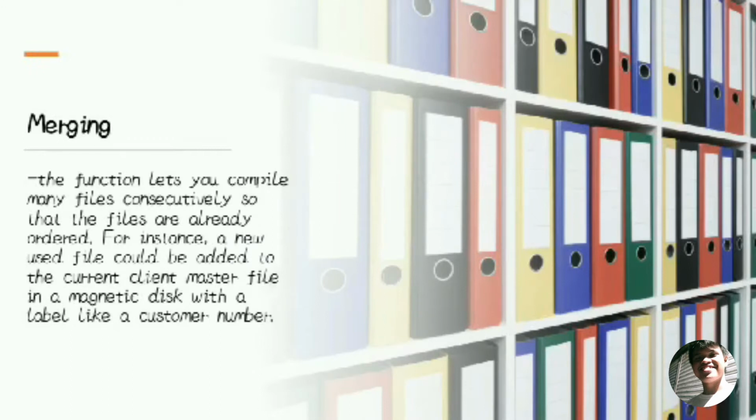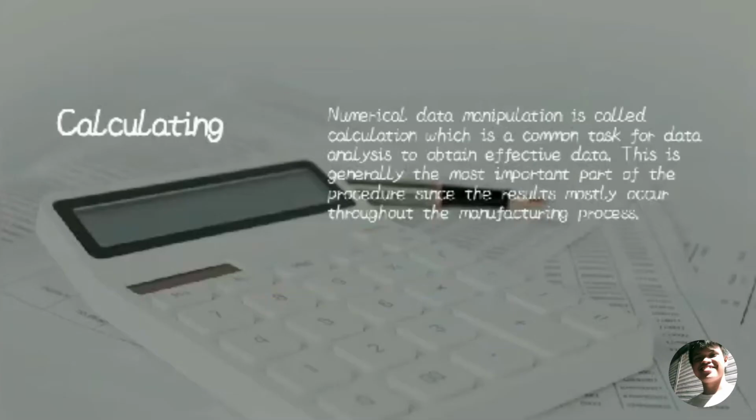Merging. Merging is a function that lets you compile many files consecutively so that the files are already ordered. For instance, a new user file could be added to a current client master file in magnetic disk with a label like a customer number.